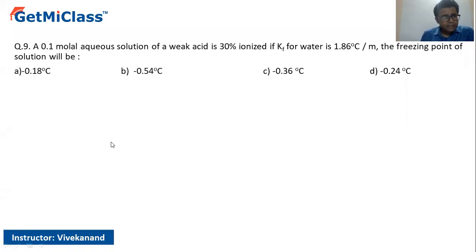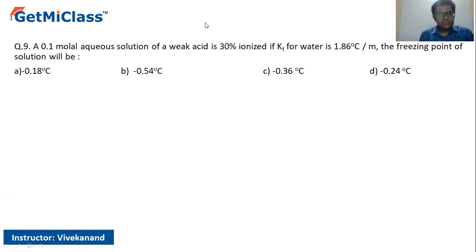Question number 9. A 0.1 molar aqueous solution of a weak acid is 30% ionized. If the Kf for water is 1.86 degree per molar, the freezing point of the solution will be: A, minus 0.18 degrees Celsius; B, minus 0.54 degrees Celsius; C, minus 0.36 degrees Celsius; and D, minus 0.24 degrees Celsius.